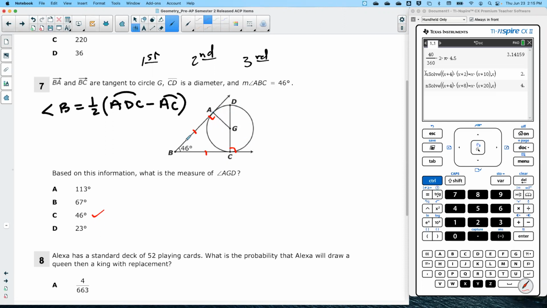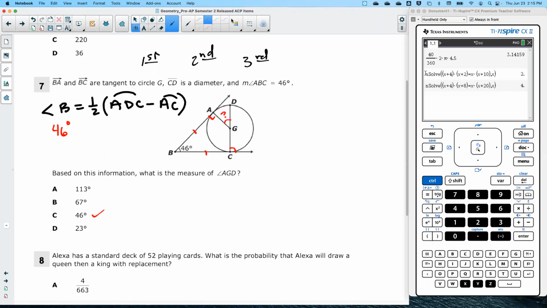All right, so here's what we're going to do first. We'll plug in 46 for B. Wait, what are we finding? G. The whole thing. Yeah, we're looking for this angle right there, AGD. Oh, I thought it was AGC. All right, tell me, how many degrees is on this side?